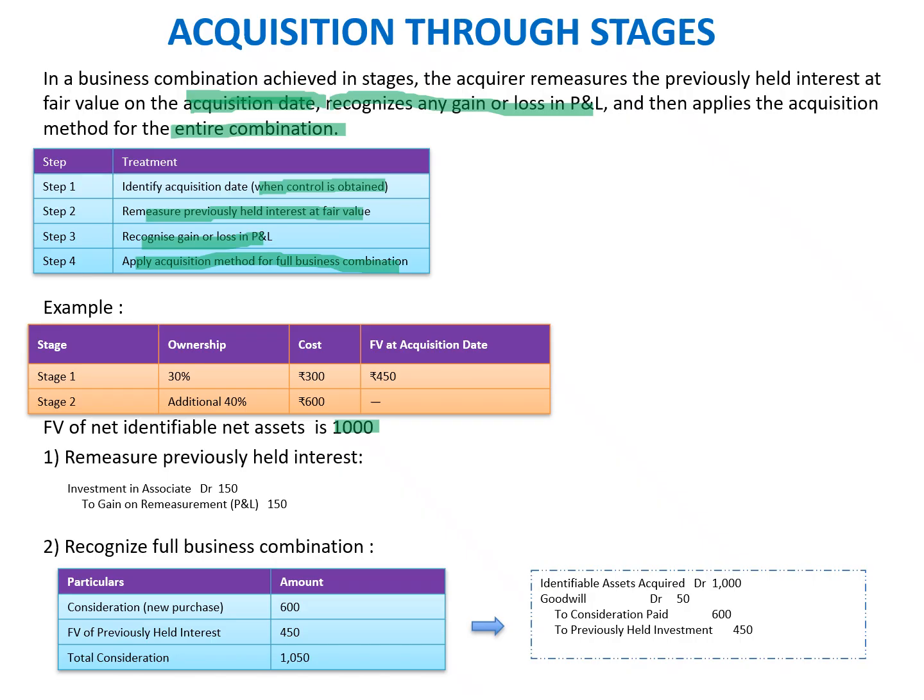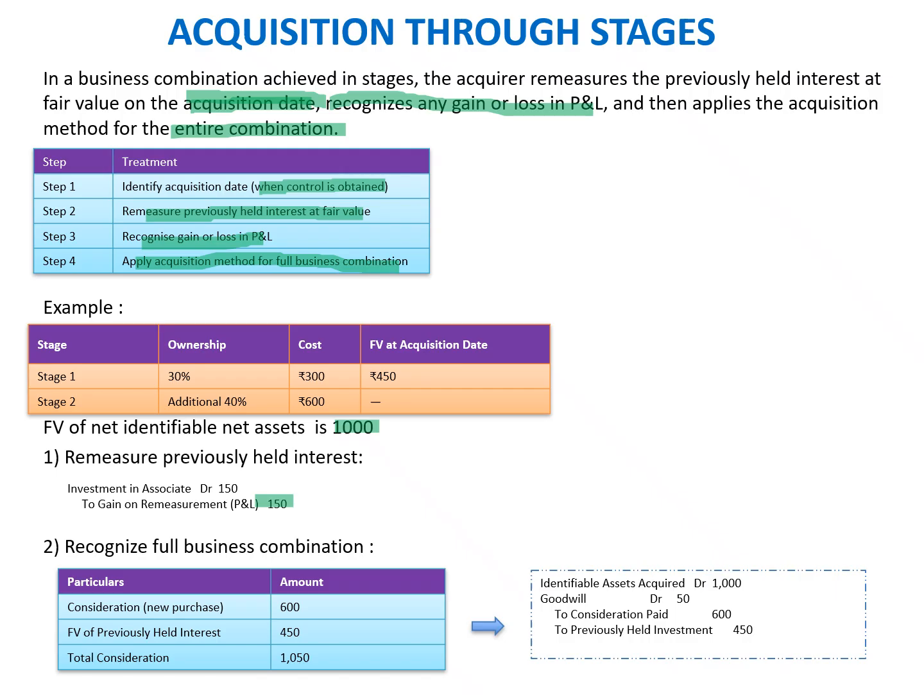So what we have to do is remeasure the previously held interest. Because when we acquired the early 30%, which was the first 30%, it was normally treated as an investment in associates and accounted at cost, under the equity method, and it was recorded at 300. Now, because the fair value has increased to 450 on the acquisition date, first of all, we have to revalue that particular asset to the fair value. So we'll debit the investment in associate, and the gain would go to my P&L. This is 150.